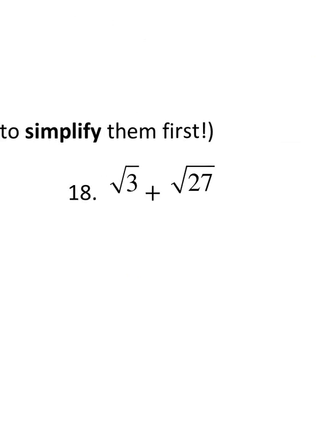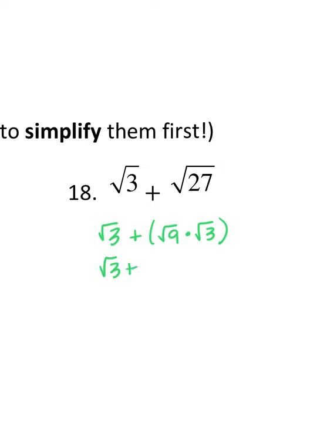So let's look at 18. We have radical 3 plus radical 27. Well, we know radical 3 is going to stay the same because it's not a perfect square and we can't break it down into a perfect square. So let's just bring it down. Radical 3 plus. What can we break 27 down into? We have radical 9 times radical 3, right?